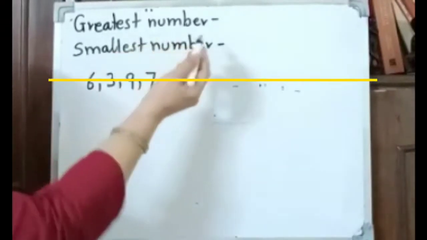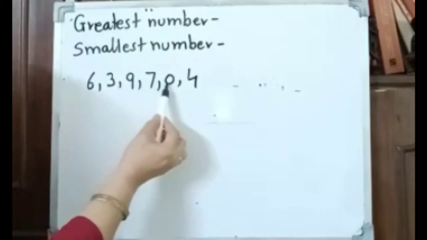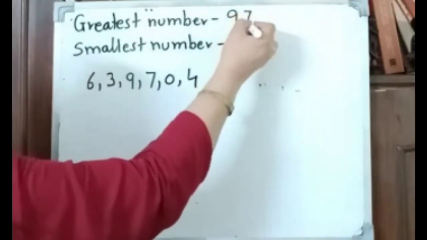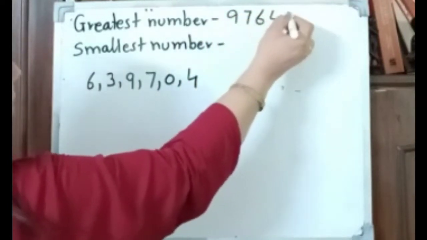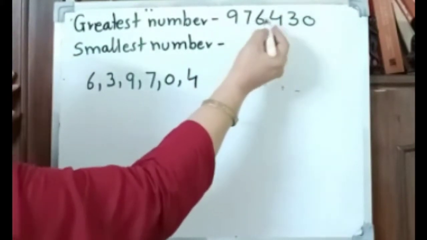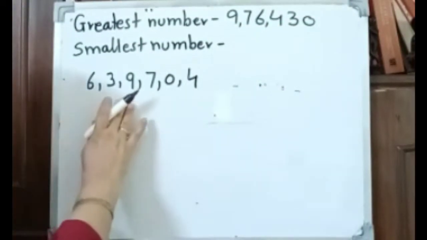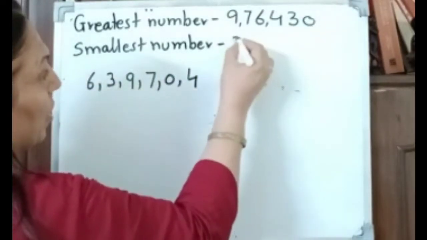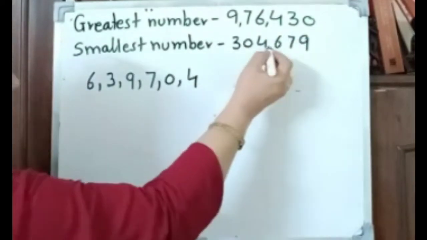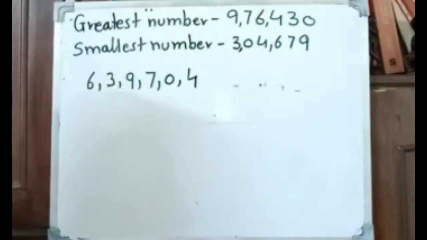So how to form the greatest number and smallest number. You all know that if we have the digits 639704, greatest means descending order. Bigger, then smaller, then this, then this, then this, then this. So here we have 976430, which is 9,76,430. Smallest means take care, we have to put the 0 in second place. We have to put the 0 in second place. So this is the smallest number, that is 3,04,679.